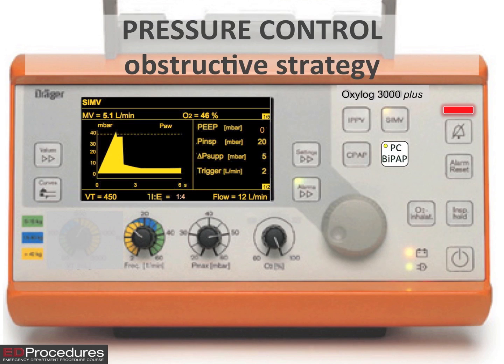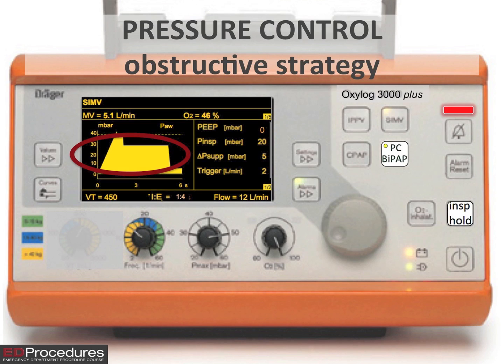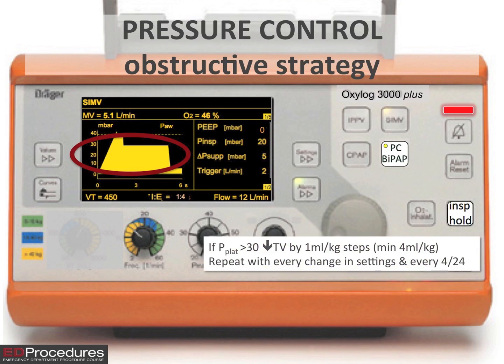Finally, perform an inspiratory hold maneuver by holding down the inspiratory hold button. If your plateau pressure is greater than 30, lower the tidal volume to 5 millilitres per kilogram and even 4 millilitres per kilogram if plateau pressure remains high. Plateau pressures should be checked and documented every 4 hours.